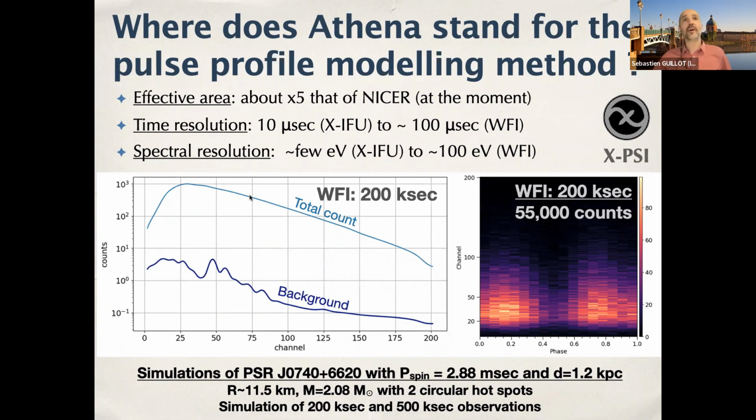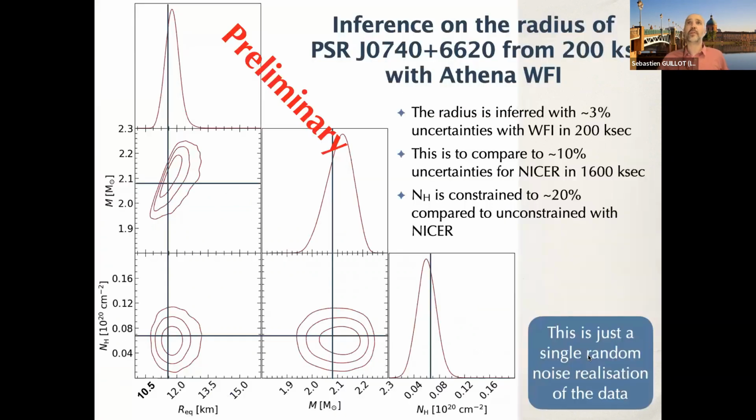So here we have the total count, the background in WFI. Remember, for NICER, the background was a factor of almost 100 larger than the pulsar. Here it's the other way around. And this is what the phase energy diagram looks like for this simulated source. And so we simulated that data set, and then we ran the inference on the mass and the radius. And this is what it looks like. All of this is preliminary, and I'm going to have a lot to be investigated in more detail throughout the rest of the talk.